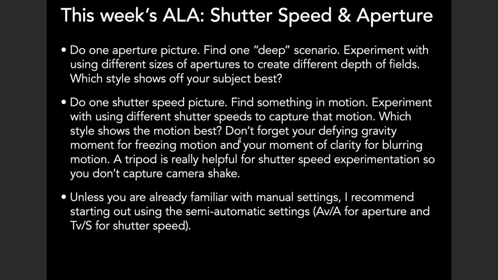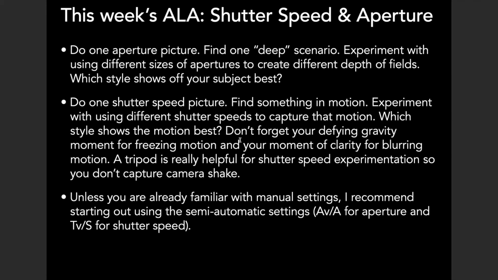And then I also want you to do one shutter speed picture. So find something in motion, experiment with using different shutter speeds to capture that motion. Can you freeze the motion? Can you blur the motion? And then don't forget, if you're freezing motion, you need that. So the goal of this picture is to show the motion. So you need that defying gravity moment for freezing motion, and you need that moment of clarity for blurring motion.